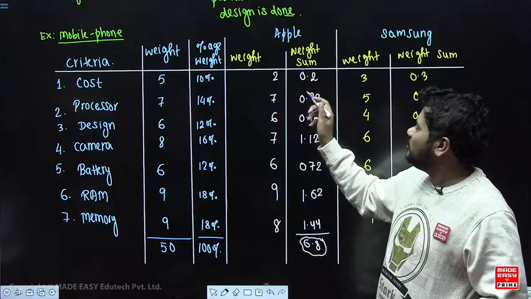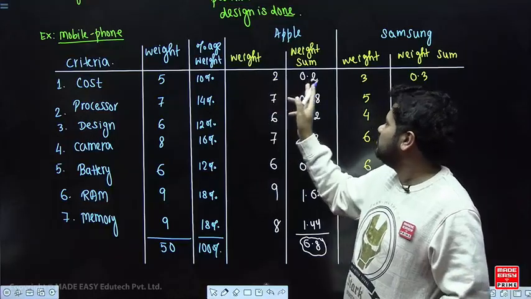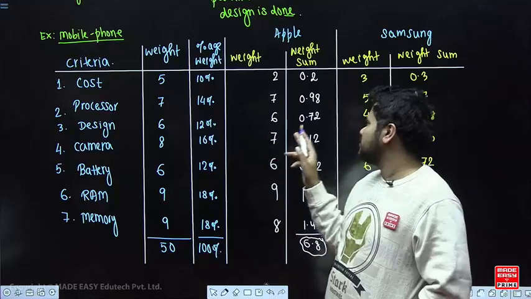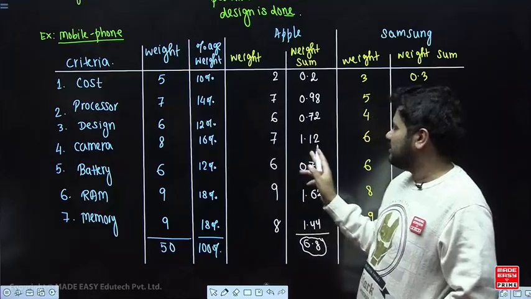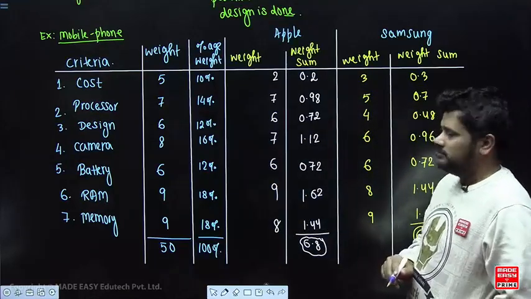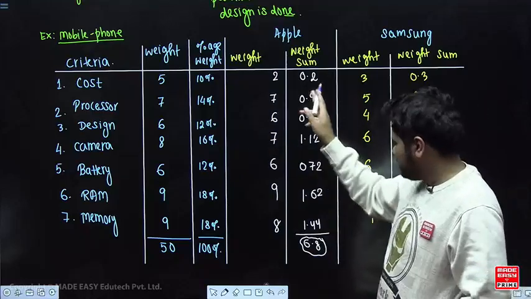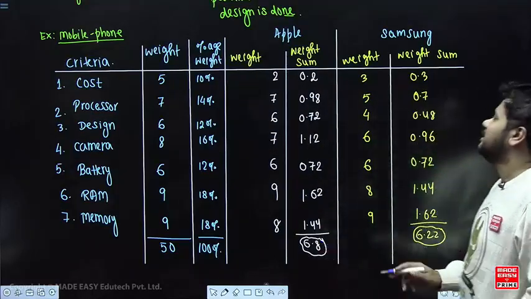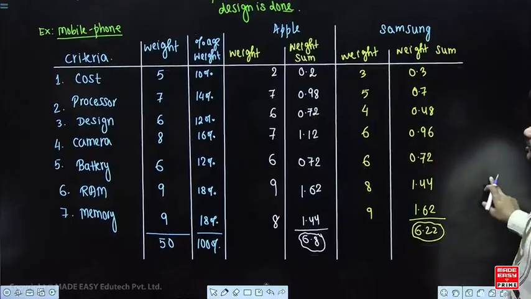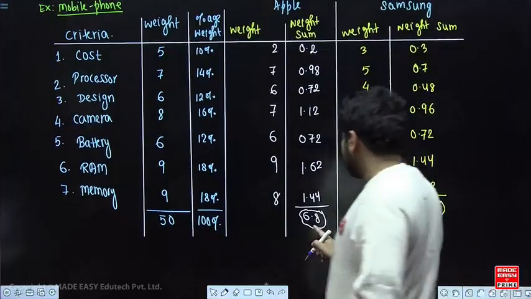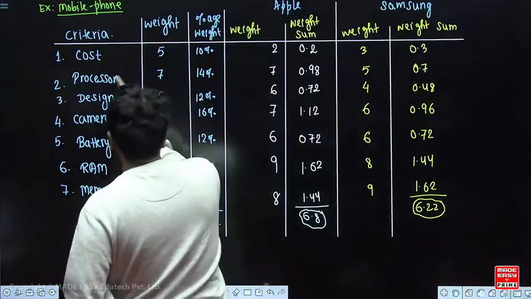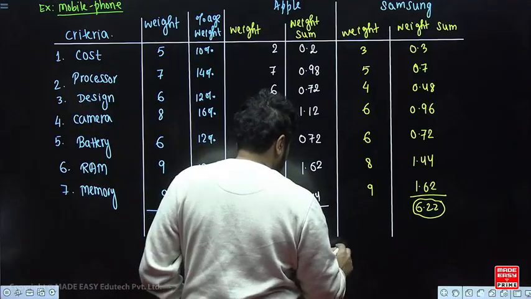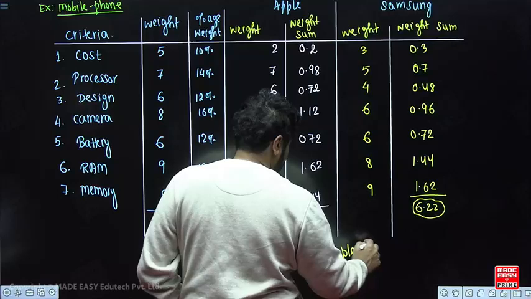Now you have to check the weighted sum. So 10% of 2 is 0.2, 14% of 7 is 0.98, 12% of 6 is 0.72, 16% of 7 is 1.12, and so on. Okay, so this is how you will calculate it. When you calculate it, you will get the value as 6.8. Same thing with the Samsung. So when you compare Apple and Samsung among this criteria and this weight, you can see that Apple is the winner.